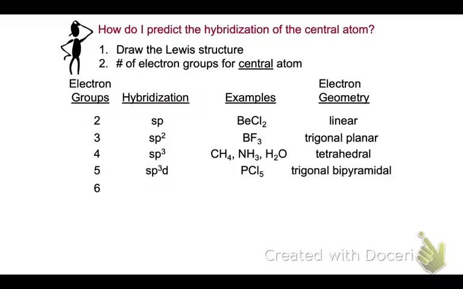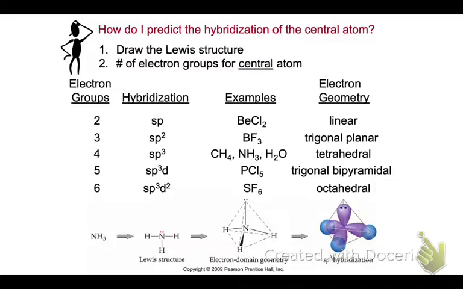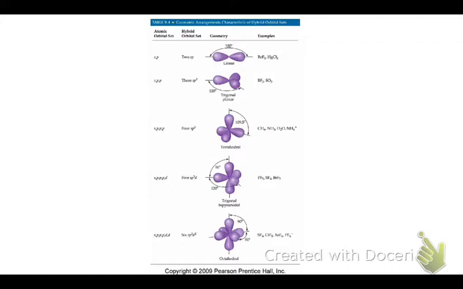If I have 6 electron groups, then I have to mix 1 S with 3 P's and 2 D's to give me sp3d2, like sulfur hexafluoride, and that will be an electron geometry that is called octahedral. So now we understand how we got into the hybridization, how ammonia was behind that story, and how it always makes us understand the bonding and the angles between the bonds.